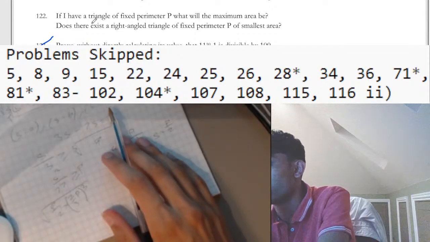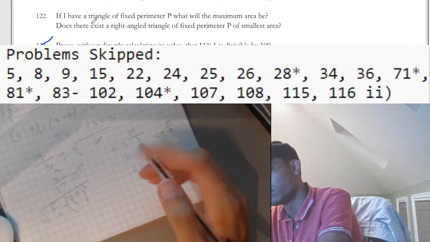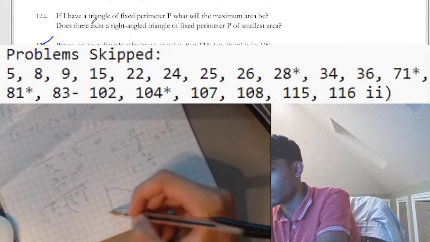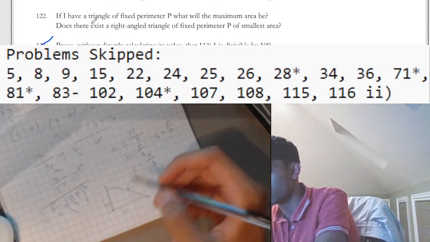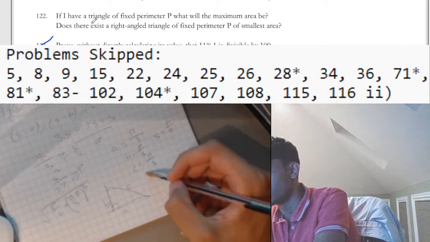Does there exist a right angle triangle of fixed perimeter P with the smallest area? Okay, so you have A, B, C. This is 90, and your area is a half AB.